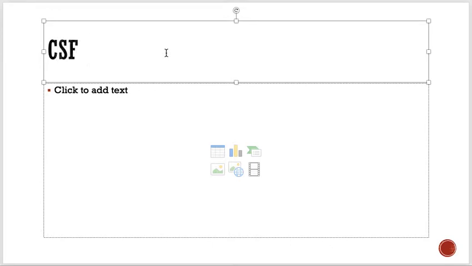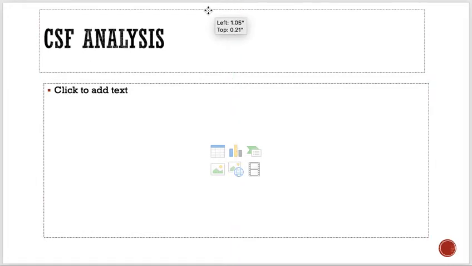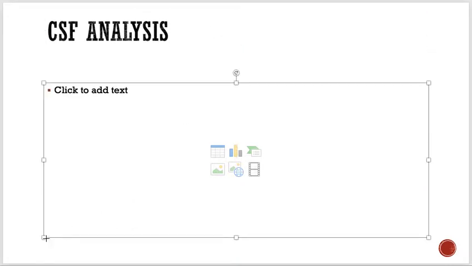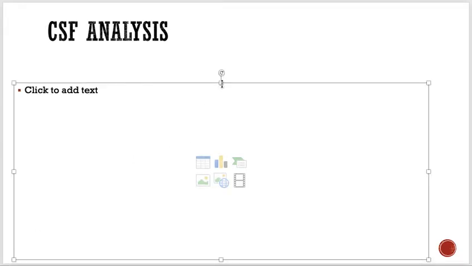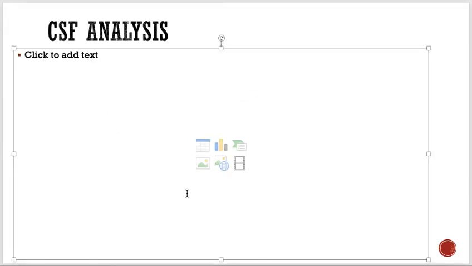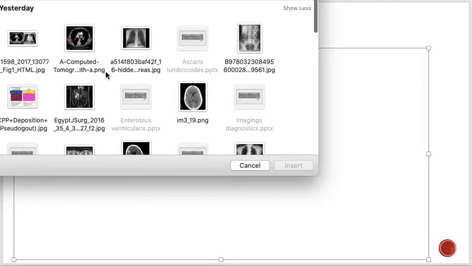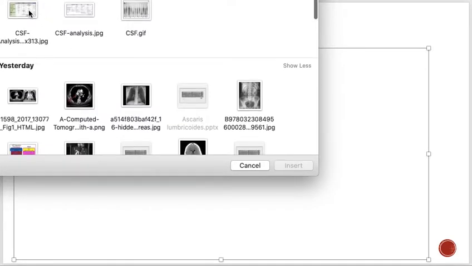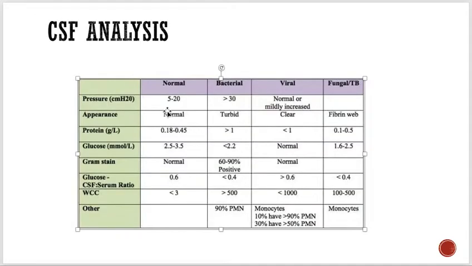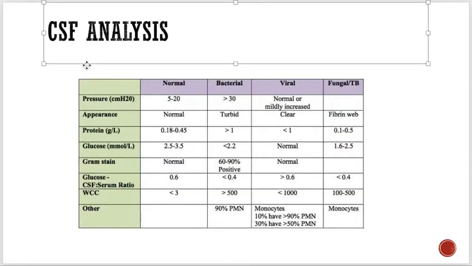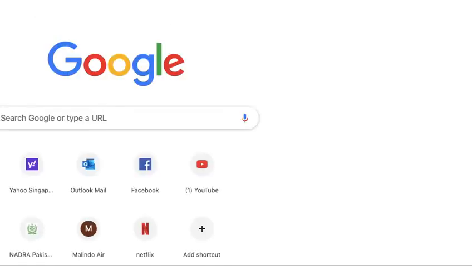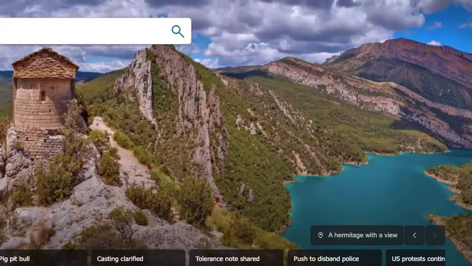CSF, cerebrospinal fluid analysis. As we know, what is CSF? It is the fluid circulating around the brain and around the spinal cord. How we take it is by doing a lumbar puncture. And what is lumbar puncture? You can see over here how they perform it.